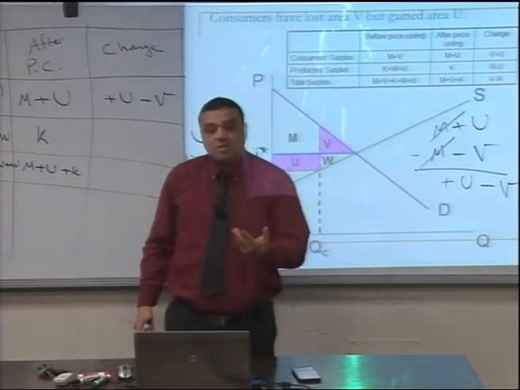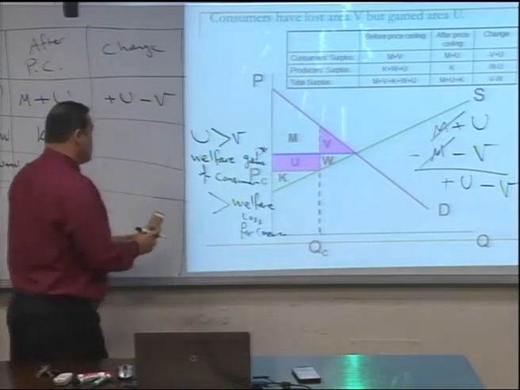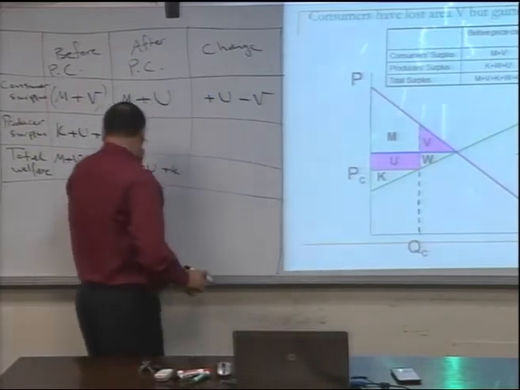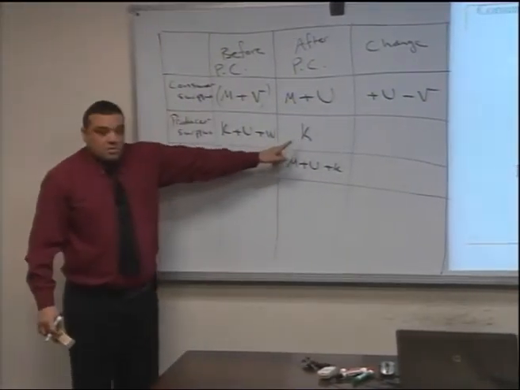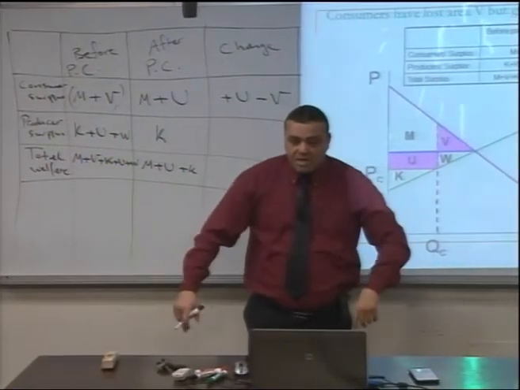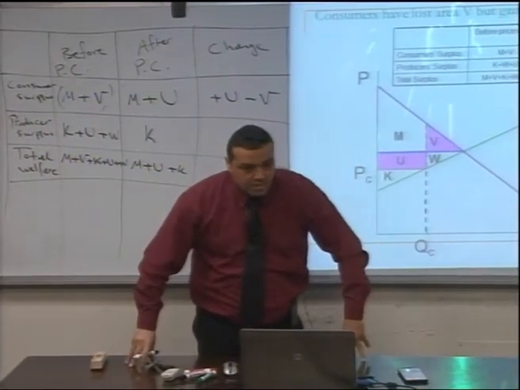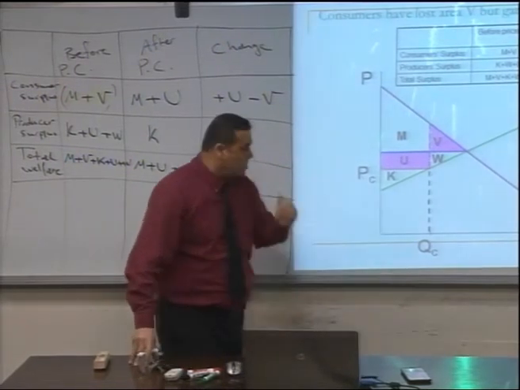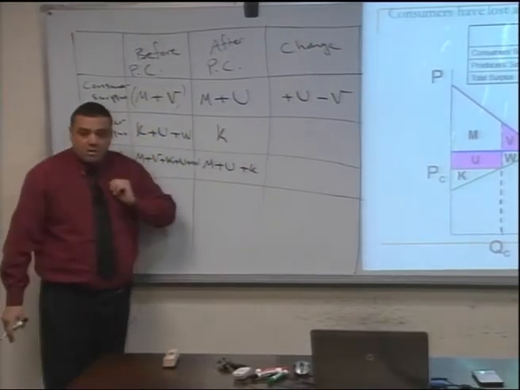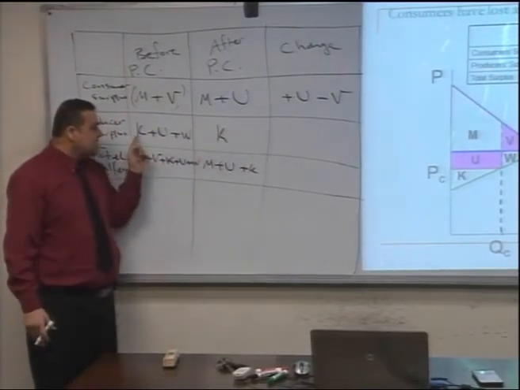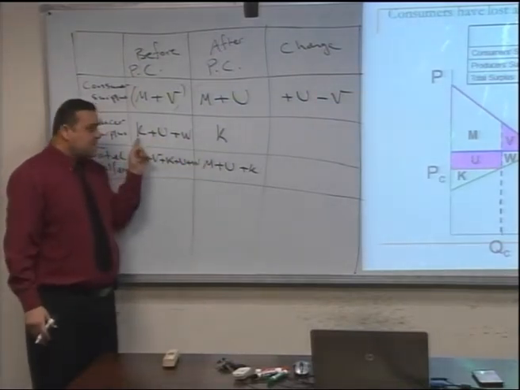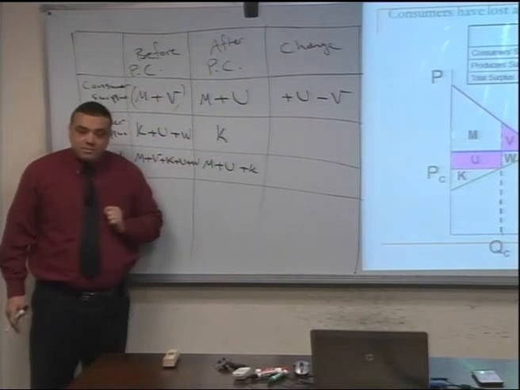Okay? What about the producer? Let's analyze the producer welfare, or the change in the producer's welfare. To study the impact of the government intervention here by imposing a price ceiling, we have to say that the change is after minus before. K minus all of these areas. K minus U minus W.